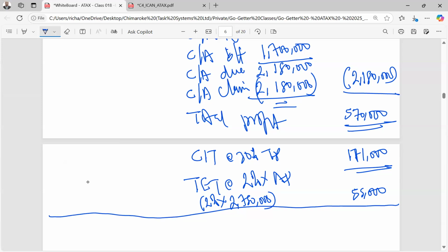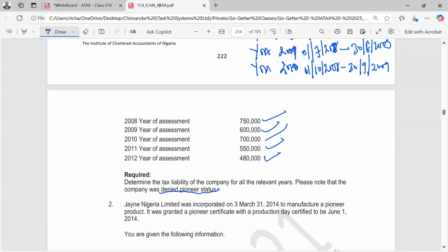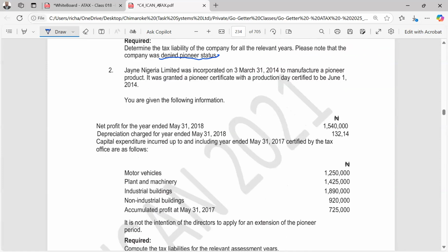So we said pioneer legislation is as good as your basis period, commencement rule, cessation rule. Now let's see if we can do one more question and we call it a day.